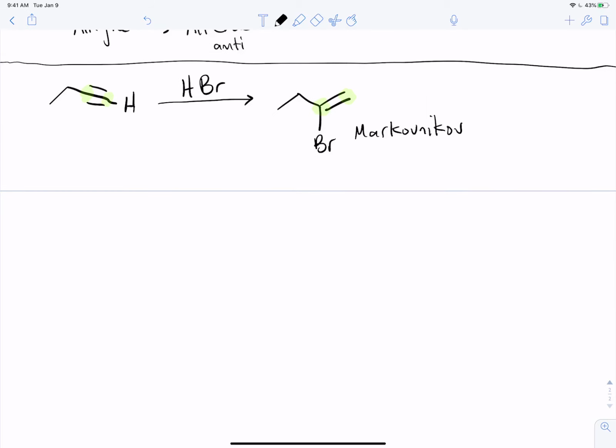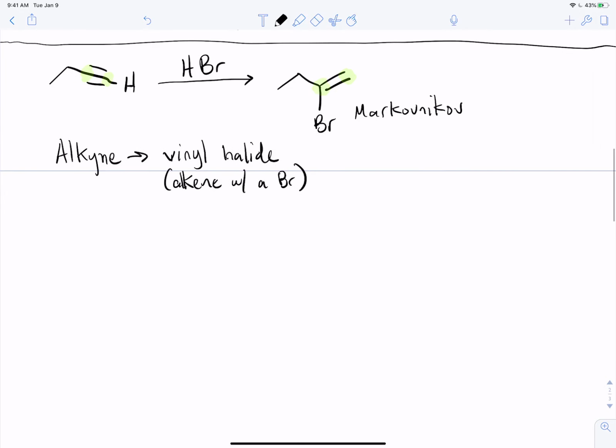And then we would also, let's see how this in our notes, we might say something like, alkyne to, I would call this like a vinyl halide. You might call it something like an alkene with a Br. It's kind of whatever is useful for you.